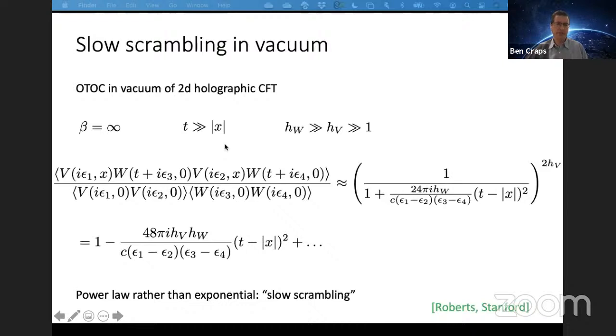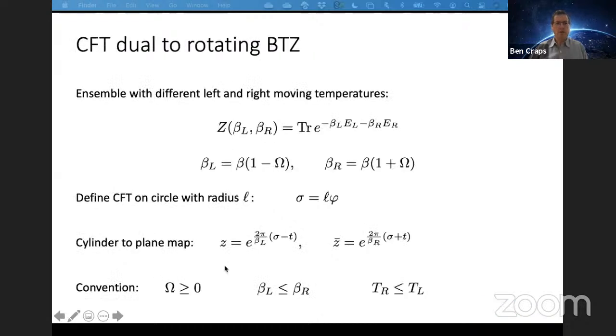This was done again by Roberts and Stanford, and the result is very similar to what we had before, except that the exponential that we had here is replaced by a quadratic growth. But otherwise, everything is the same. And they coined this behavior slow scrambling because it's power law instead of exponential. So if you set beta to infinity, it's not just that the exponential becomes 1, it's that the exponential gets replaced by this power law growth if you do it properly. All right.